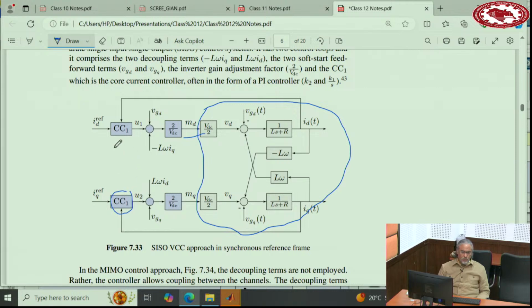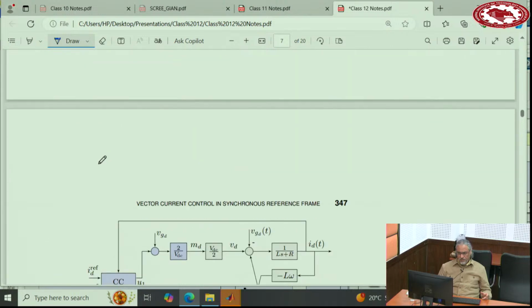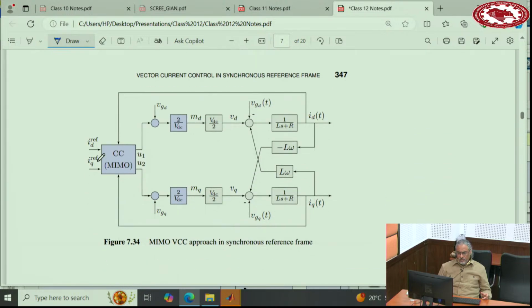And I put CC1 and CC1 because both of them are the same. There is no reason for them to be different. And their design is very straightforward. We have already done it. But if you don't want to do that, so you don't want to remove these couplings, let them be there. This one you may want to cancel, that's all right. This feed forward terms from VGD and VGQ, you can do that. You can even put a filter on top of them here.